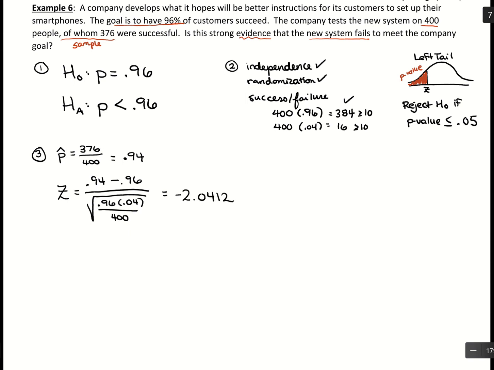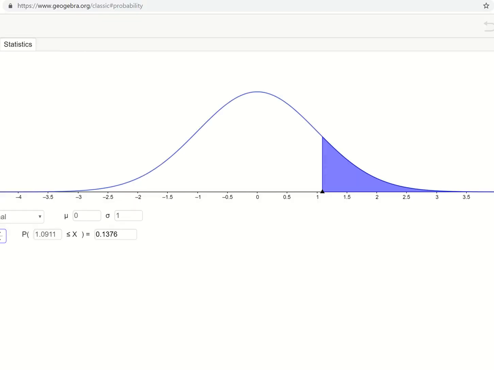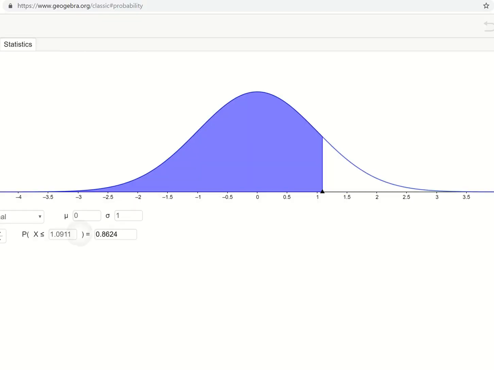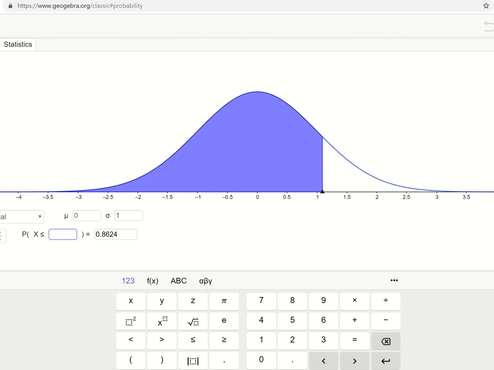And that should give us a z-score of negative 2.0412. So using that value, we want to go into GeoGebra, and using our standard normal curve, we want to look at if we have this cutoff at negative 2.0412, what is the area to the left? And that will give us our p-value. So in GeoGebra, we'd go area to the left, and then just edit our value to the negative 2.0412. Hit enter, and that's a 0.0206.